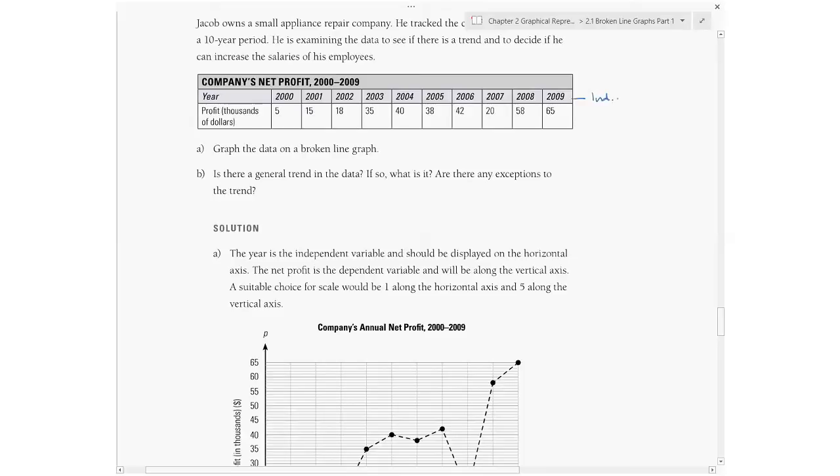So that means it's going on the horizontal axis or the x-axis, if you remember that. And this is the dependent because our profit is depending on how many years they've been around. This is our dependent, so it's going to go on our vertical axis. And then we're going to name it something. So company's annual net profit from 2000 to 2009 is a great title.